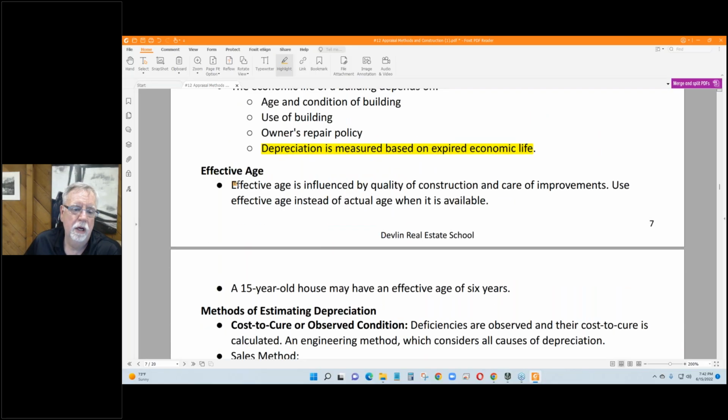Effective age. Effective age is, well, what's the difference? Supposing I had two buildings built 20 years ago downtown. Buildings are the same layout, design, and square footage. The only real difference between these two buildings is who the tenants have been for the last 20 years.